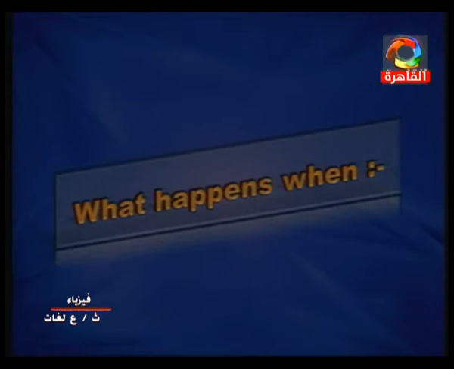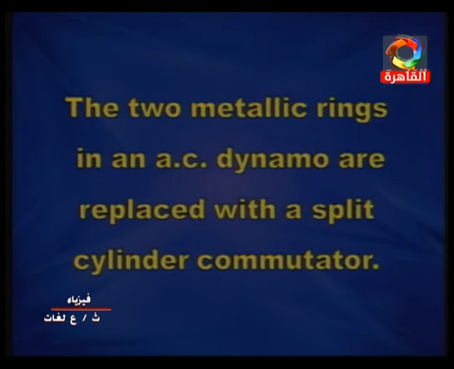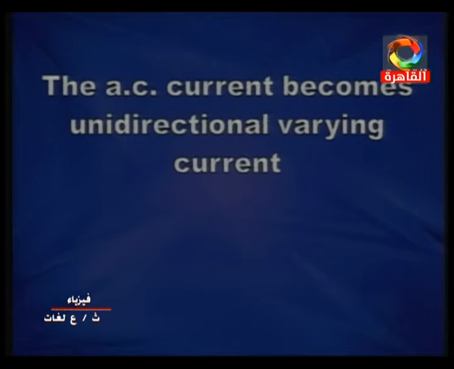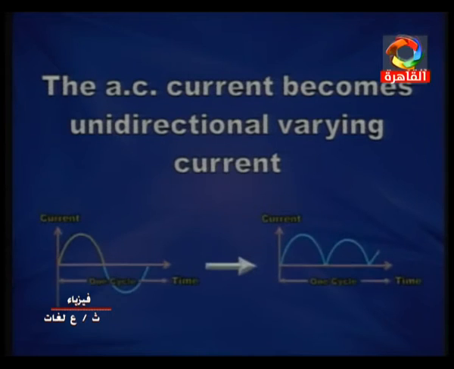Another type of questions. What happens when the two metallic rings in an AC dynamo are replaced with a split cylinder commutator? Okay, the AC current becomes unidirectional but varying current. It is shown in front of you right now. So once again, the AC current becomes unidirectional but is still changing.